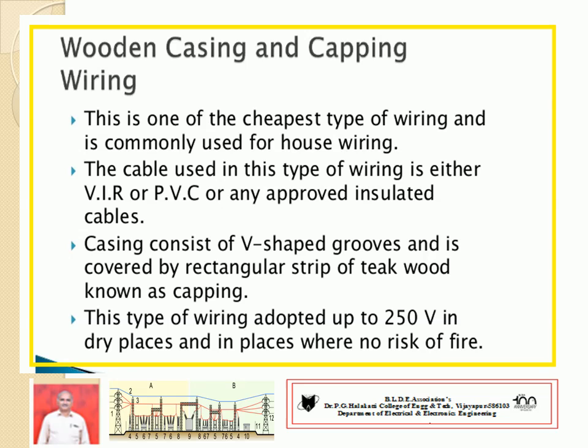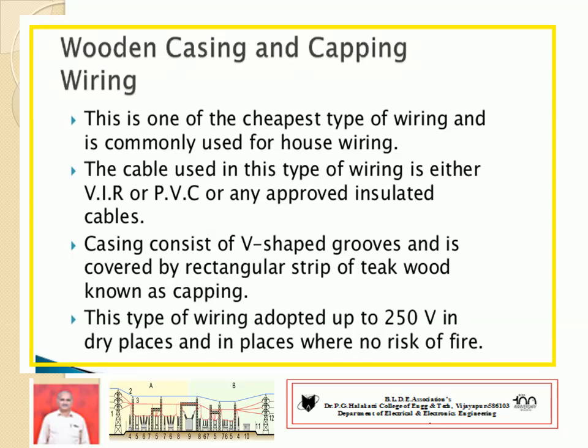Next follows the wooden casing and capping type of wiring. First point, it is a permanent type of wiring, and also one of the oldest types of wiring. It was more suitable in earlier days for house wiring, because in this type wooden structures are used, casing with V-shaped grooves, covered by a rectangular strip of teak wood as capping.